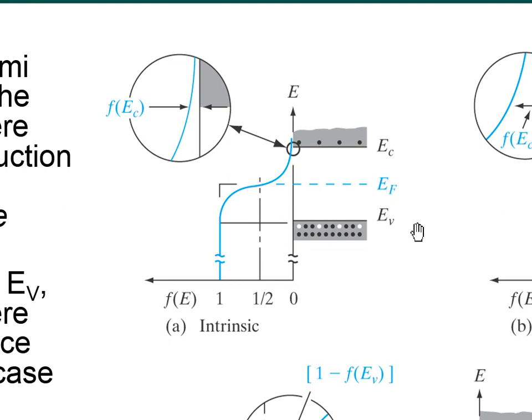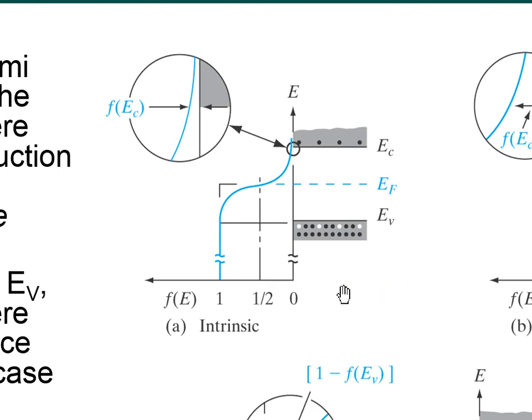Let me state that again. The Fermi function goes from 1 to 0. So what we've done here is we've turned the Fermi function 90 degrees. We've turned it on its side so you can just visualize the Fermi function alongside the energy band diagram. The Fermi function EF.